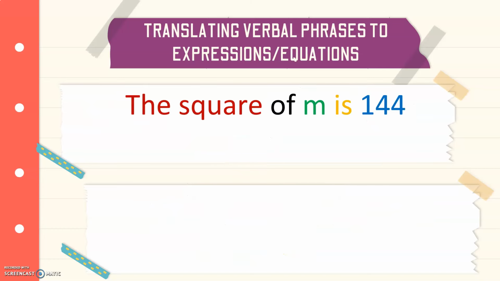Another one, the square of m is 144. We have here a keyword is, so that means we are dealing with an equation. Then we have here the keyword square. Square means exponent 2. According to the statement, if you square the variable m, that will be equal to 144. So if we will write it in symbol, that will be m with an exponent 2 equals 144.